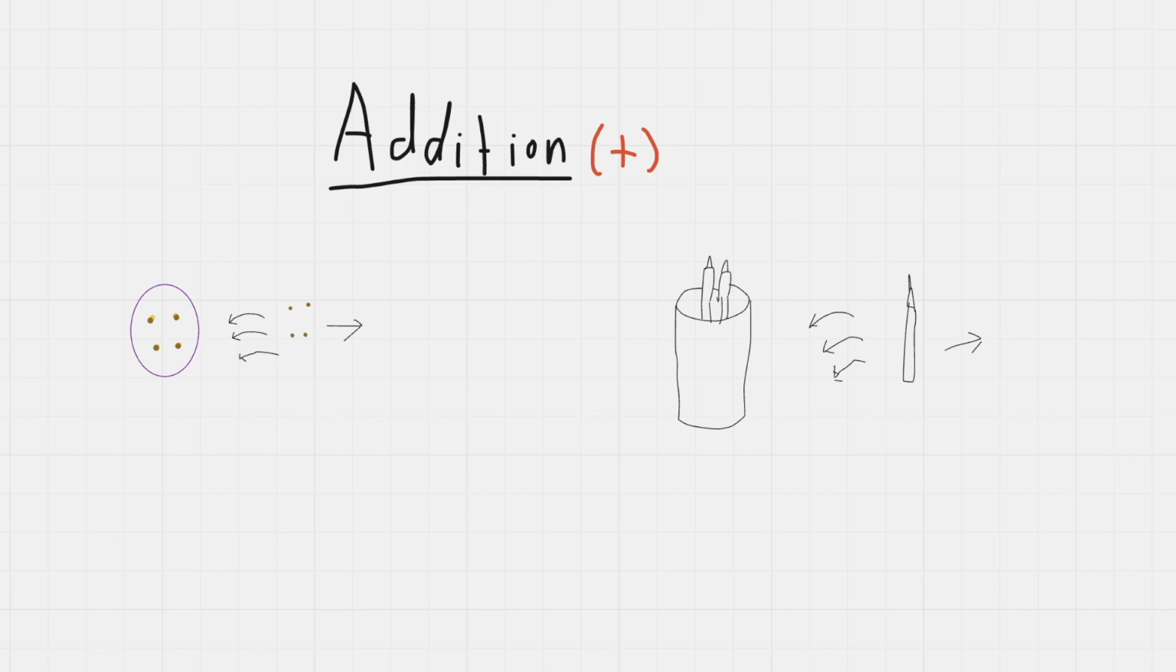What is addition? Addition is taking a group with a certain number of objects and adding another number of objects to that group. And the total number of objects in that group now is called the sum. So here's a representation of it.